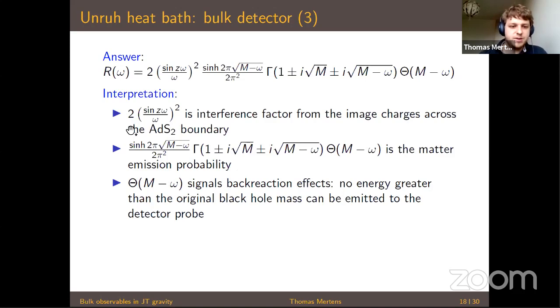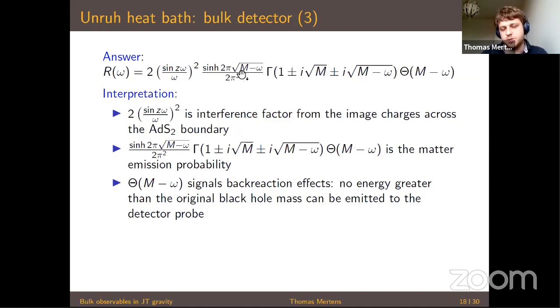The first factor is this 2 times sine z omega divided by omega squared. This is not an interesting factor. This is just an interference factor coming from the image charges across the AdS2 boundary. So it's there, but it's not super interesting. The second piece is an interesting part. It has this sinh square root m minus omega.